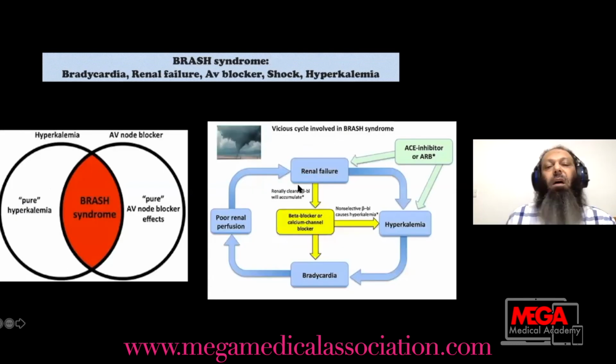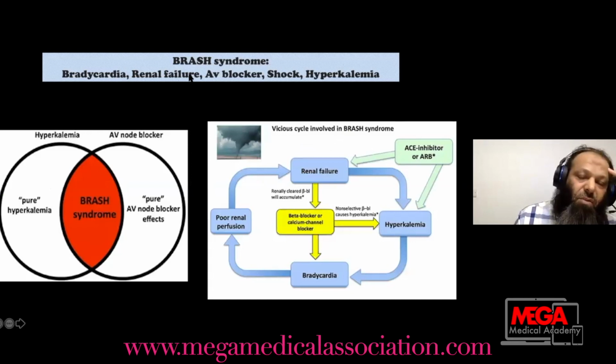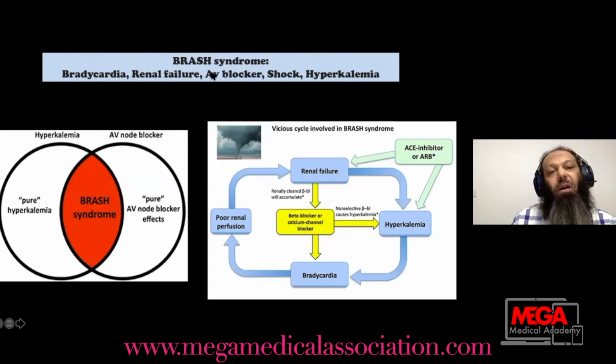Here is what I mentioned before, the PRASH syndrome. PRASH syndrome is just like five letters: P for bradycardia, R for renal failure, A for AV block, S for shock, H for hyperkalemia. So actually this PRASH syndrome is an overlap between severe hyperkalemia and the medications that can cause AV node block. This overlap will result in the PRASH syndrome.